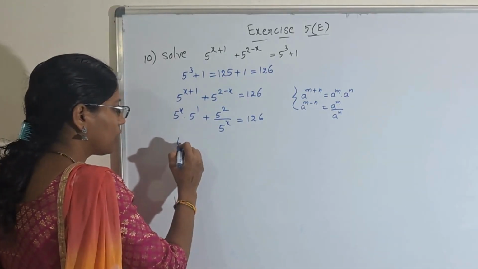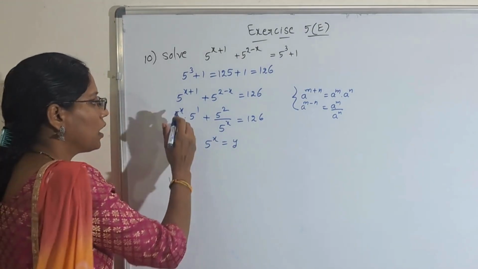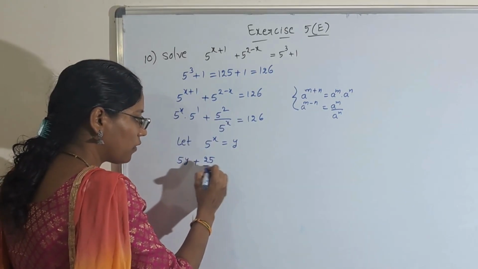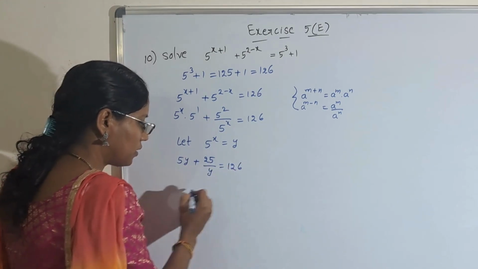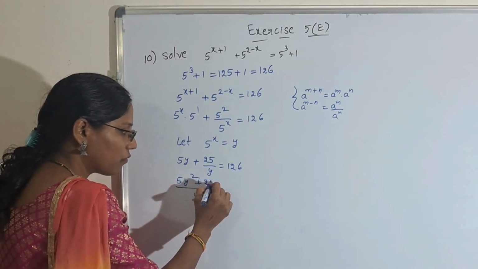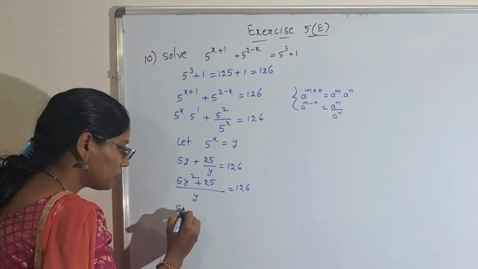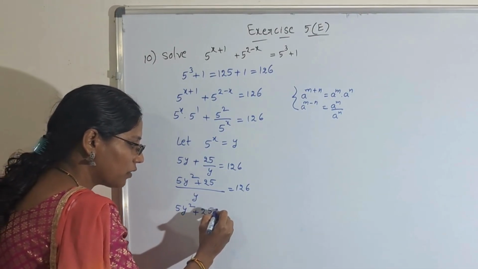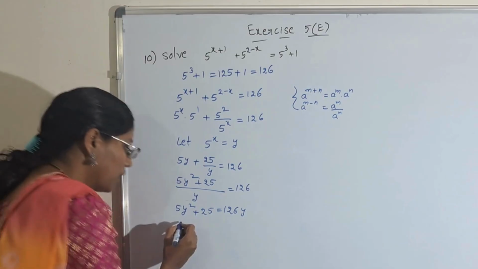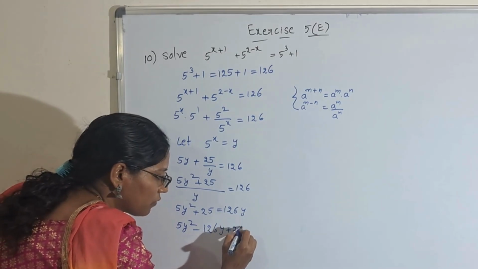Here let 5 to the power of x is equal to some y we have to take. Here 5y plus 5 square means 25 by y equal to 126. LCM we have to take y. Here 5y square plus 25 equal to 126. Y we have to shift right side. 5y square plus 25 equal to 126y. 126y we have to shift left side. Here 5y square minus 126y plus 25 equal to 0.